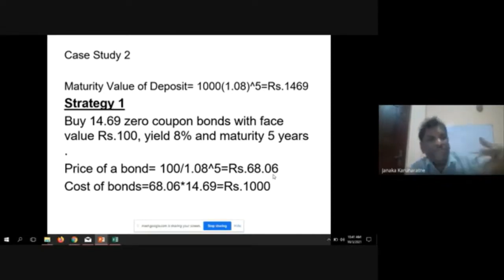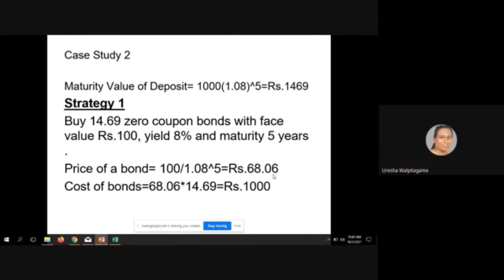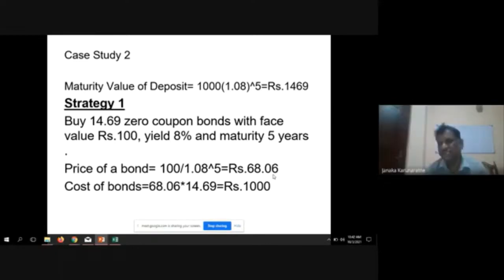Now again, if you look at reality, there should be a demand. You can't simply create a loan. There should be a demand for such loan products. But anyway, the idea is to match the duration. That is called duration matching and duration hedging. Clear? Any further questions?